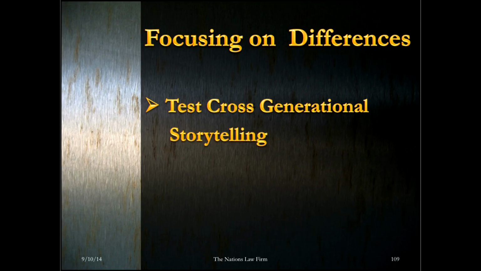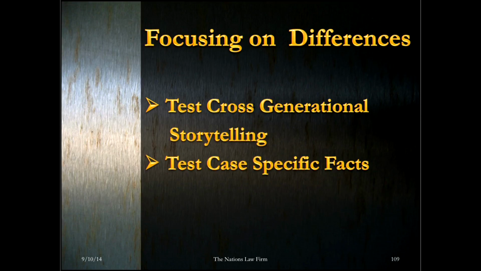So you test cross-generational storytelling, then you put together a story that reaches everybody based on what you've learned, and you test your case-specific facts. Now you take your case-specific facts and put it all together, and after you do all that, you bring in a focus group that consists of everybody all mixed up together, and you test it with them all at one time, just like you would a jury, and let them deliberate together and see how the whole thing works when you don't separate them, because that's the way the jury will be.